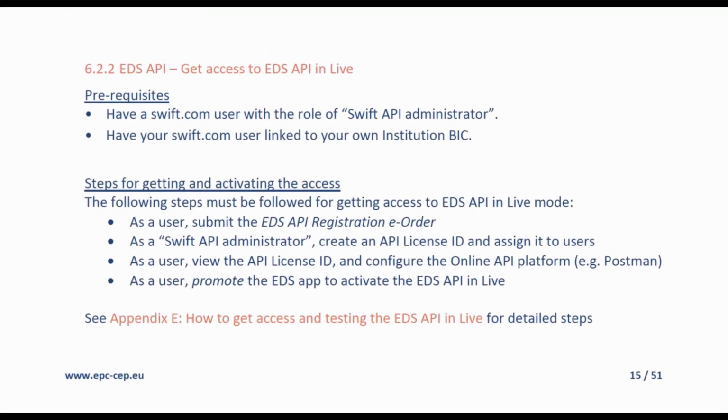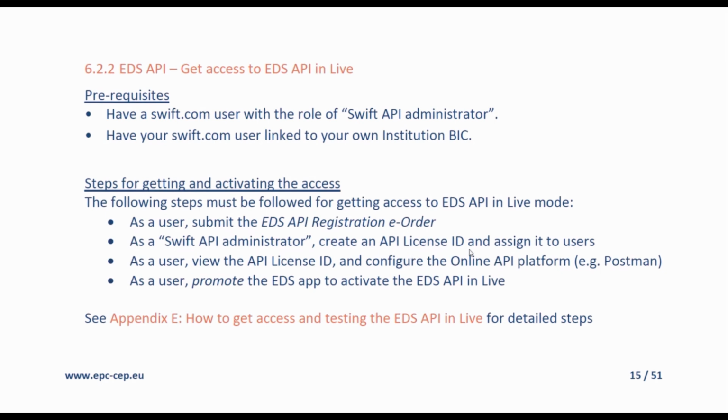How to get access to the EDS API in live. There are 4 steps to follow. First, you have to submit the EDS API registration e-order. The link can be found in the documentation. When this is processed, the Swift API administrator can create the API license. This license is needed for the EDS API in live.